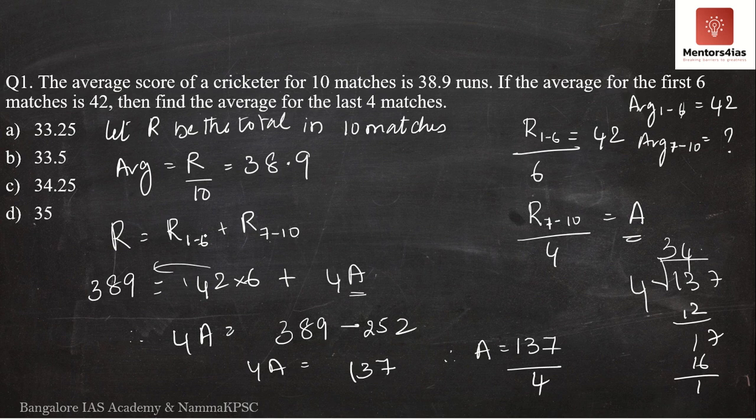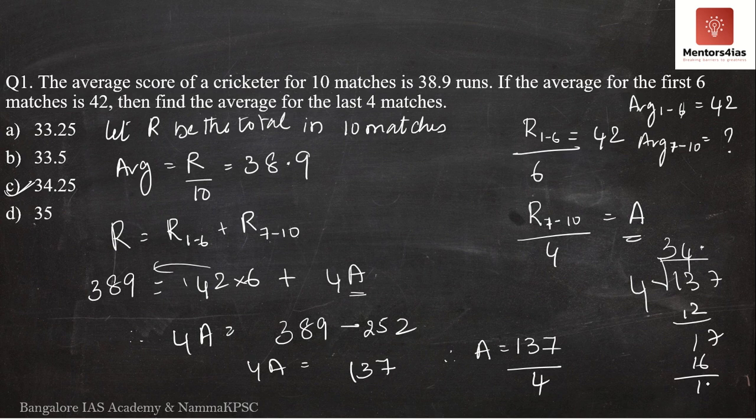4 fours are 16, 1. So now it is not necessary for me to go any further. I get 34 and the only option with 34 is option C. Therefore, the correct answer has to be 34.25. However, let me just complete this. So the remainder is 1.